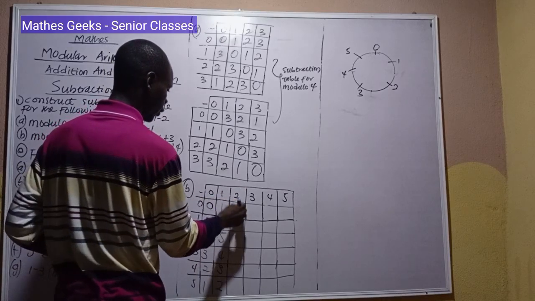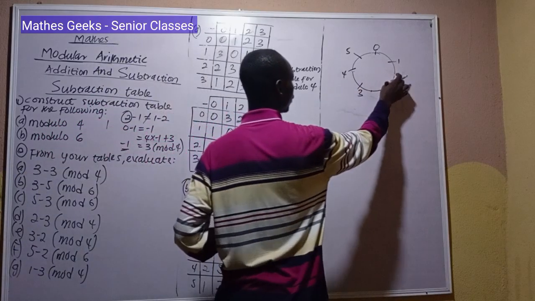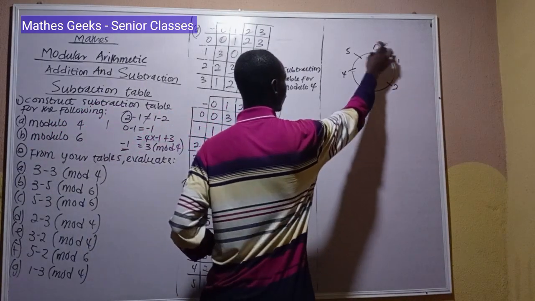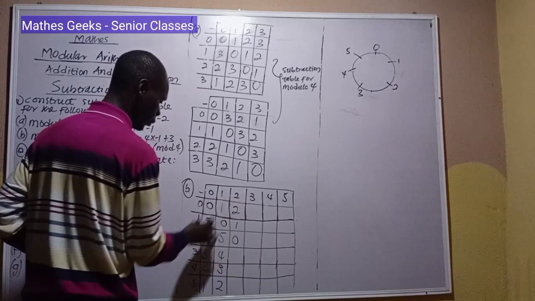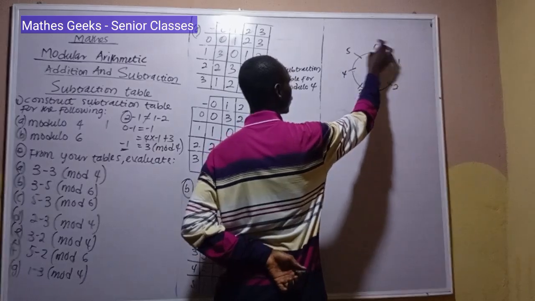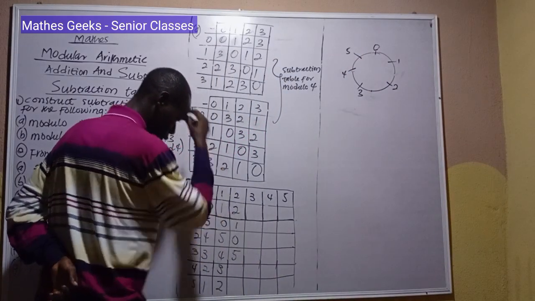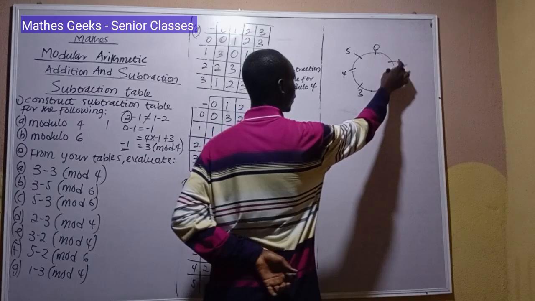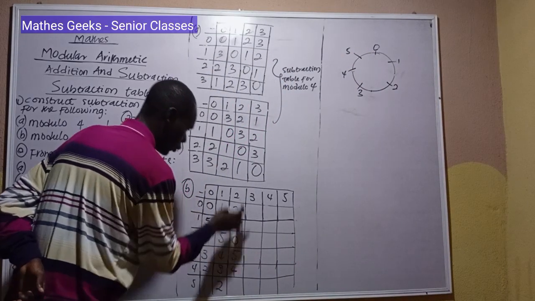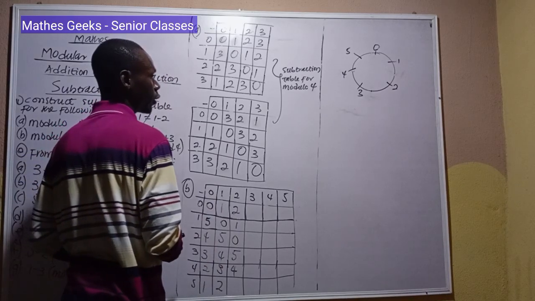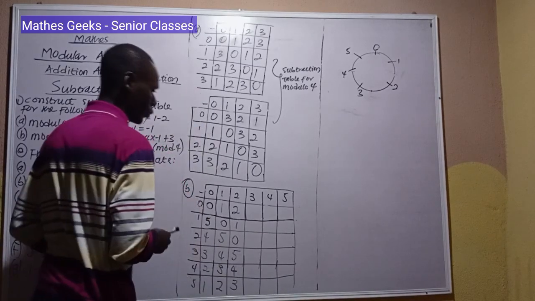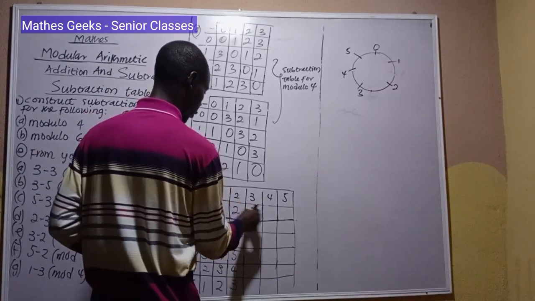2 minus 0 is 2. 2 minus 1 from 2 is 1. 2 minus 2 from 2: 1, 2, that's 0. 2 minus 3 from 2: 1, 2, 3. That's 5. 2 minus 4: 1, 2, 3, 4. That's 4. 2 minus 5 would be from 2: 1, 2, 3, 4, 5. That's 3. Okay. So 3 minus 0 is 3.